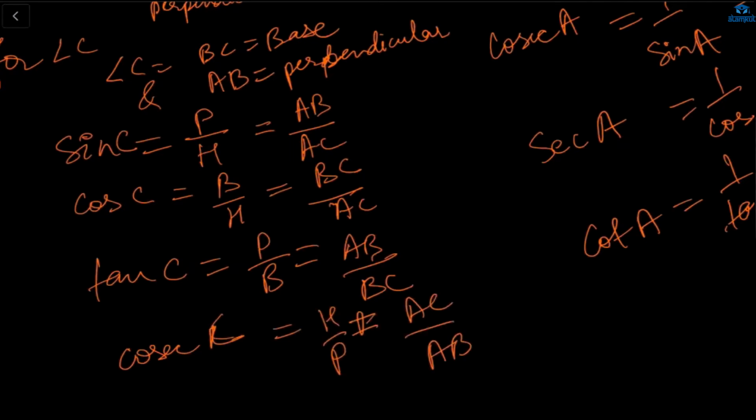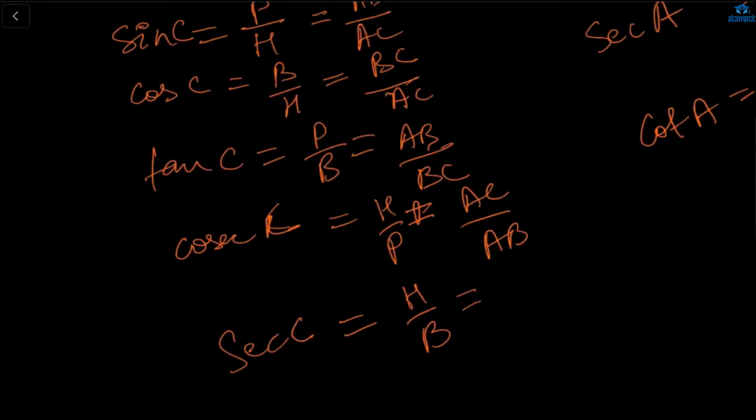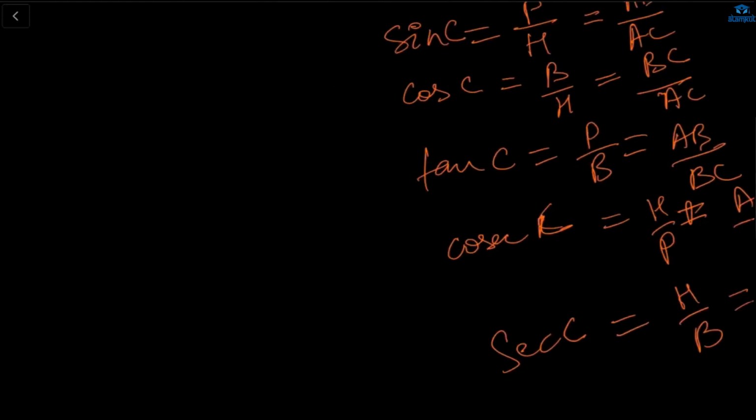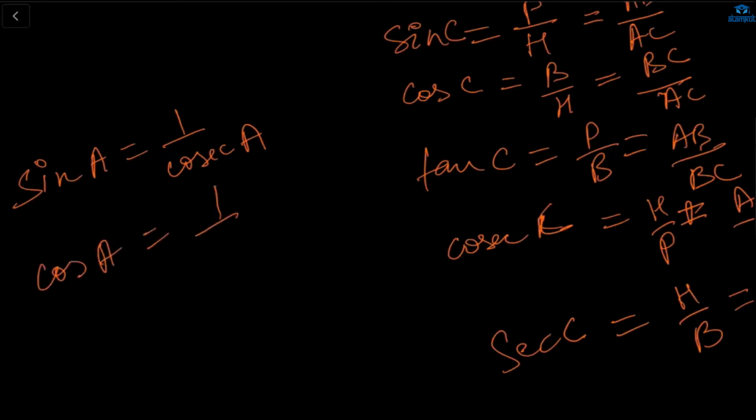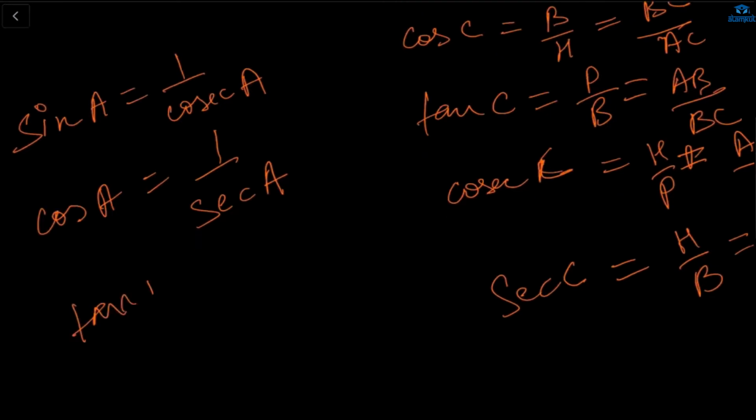Now if I go for sec A, it is hypotenuse by base. So cosec is the same as 1 by sine. Cosec is the reciprocal of sine. Okay, I will tell you again: cosec is the reciprocal of sine. And I can write here, sine A is equal to 1 by cosec A. Or you can say cosec A is equal to 1 by sine A. Similarly, cos A is equal to 1 by sec A, or you can say secant of angle A. Okay, tan A is equal to 1 by cot A.